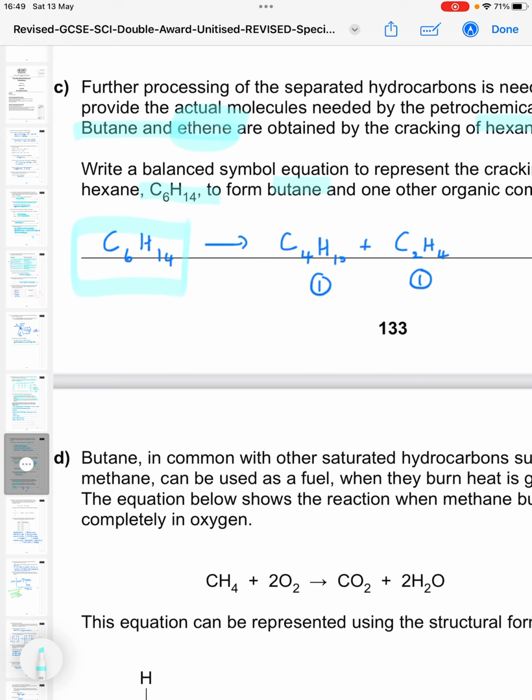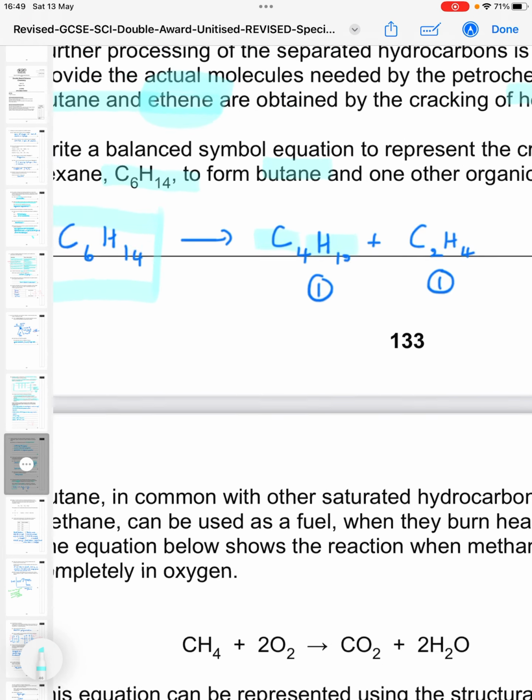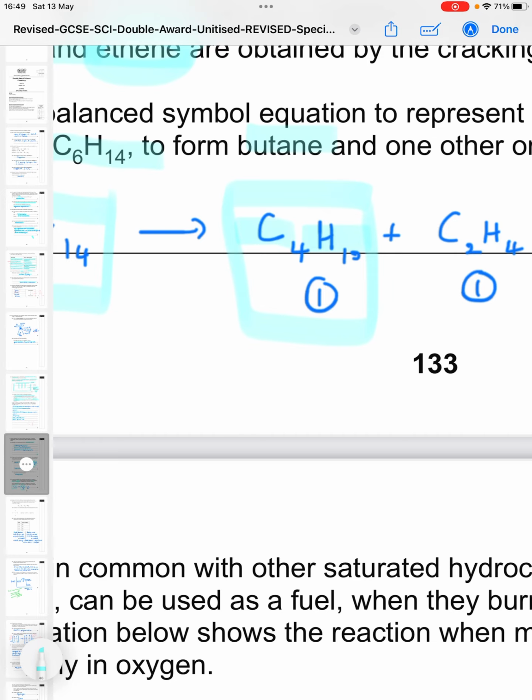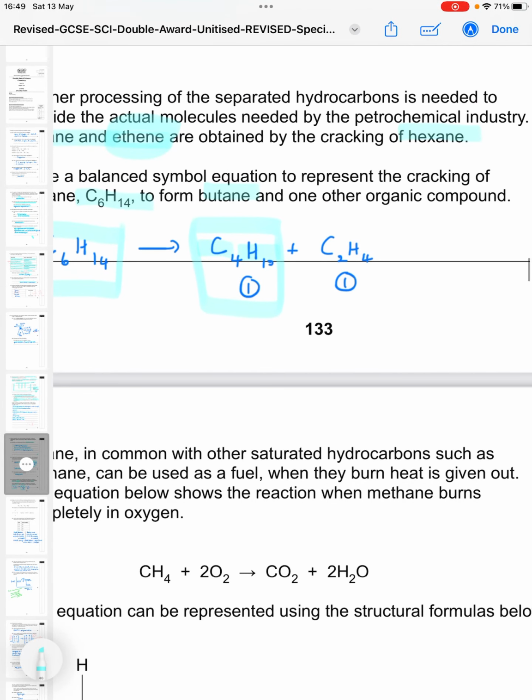So you've got your C6H14. There's no marks for it. It's given in the questions. Then butane, meth, eth, prop, but. So 4 carbons, C4. And then it's an alkane. So CnH2n plus 2. 2 4s are 8 plus 2 is 10. So C4H10. 1 mark for that.